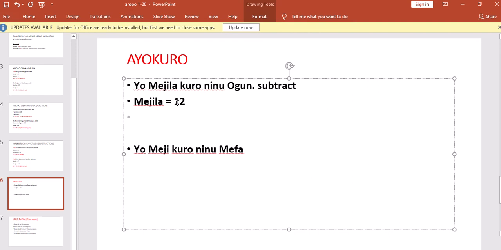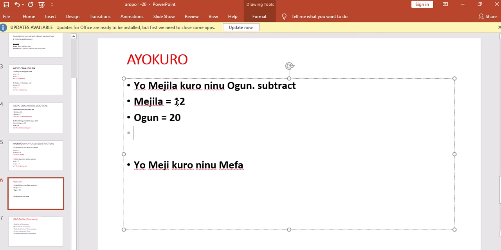Kí ni nọ́mbà ìkejì? Ogún. Kí ni ogún nínú èdè Yorùbá? Okay, ogún is 20. That means this question is saying 20 minus 12. And what is going to be our answer? 20 minus 12 will give you 8. What is 8 in Yoruba? 8 mẹ́jọ. Okay.